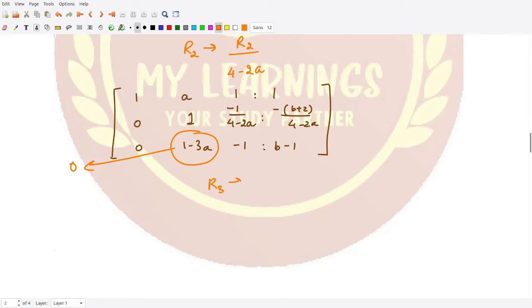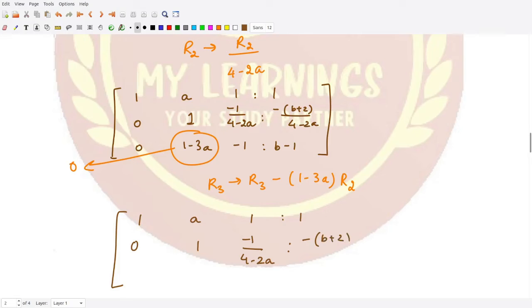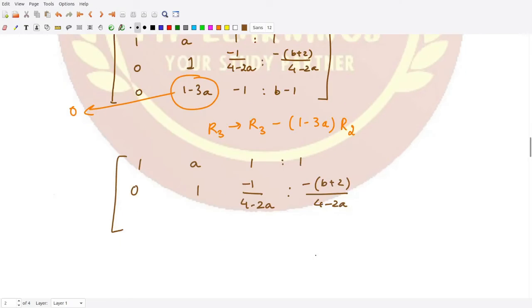On R3 we can apply the operation R3 minus this element multiplied with R2. In that case this will become 0, right? So let's keep the elements of the first and second rows as such, because we are not applying any operation on these two rows. Let's just copy them down simply. For the third one we have to apply the operation. So it is 0. This element we have also made 0.